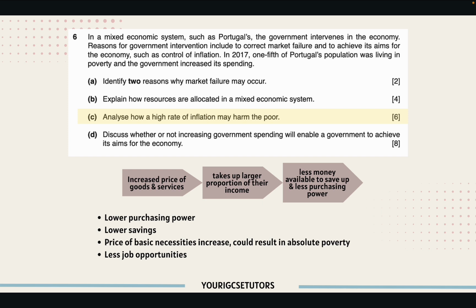And during inflationary periods, their purchasing power also decreases because they can now buy fewer goods with the same amount of money. There will be fewer job opportunities, which isn't beneficial for the poor. And the reason that there will be fewer jobs is that employers would be less likely to hire when their operating costs are higher.